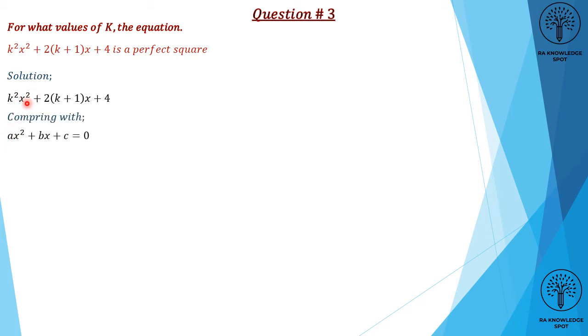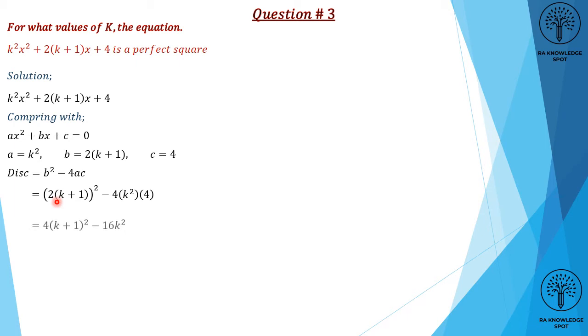Now you know that the number written with x square is called a, the number written with x is called b, and the rest, the leftover number, is c. Now these are a, b, c. Just put them in the discriminant. Always put them in the discriminant after substituting the values.